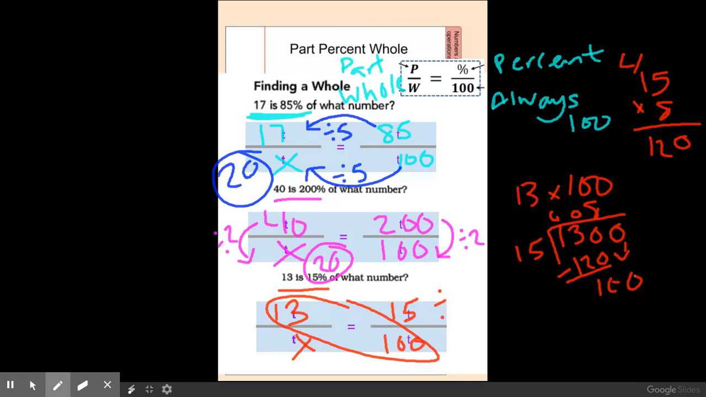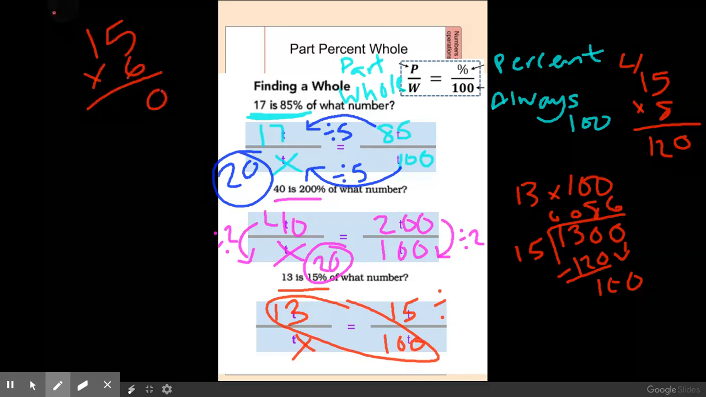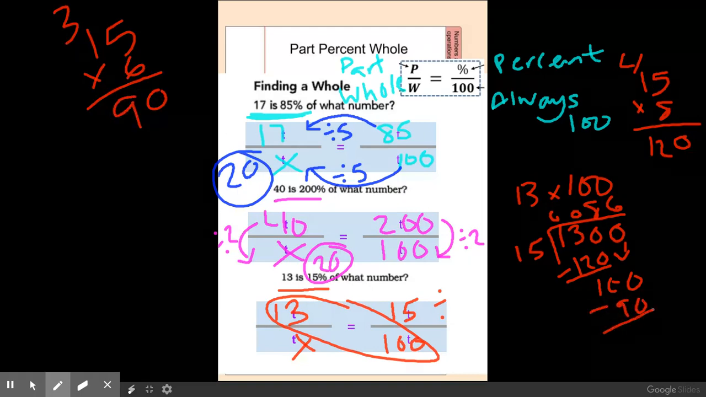15 goes into 100 how many times? It is 6 times, so we're going to try 15 times 6, which is 90. We're going to have 10 left over again. So this is going to be repeating. So we're going to add the decimal to 0. So it is going to be 86.6 repeating.